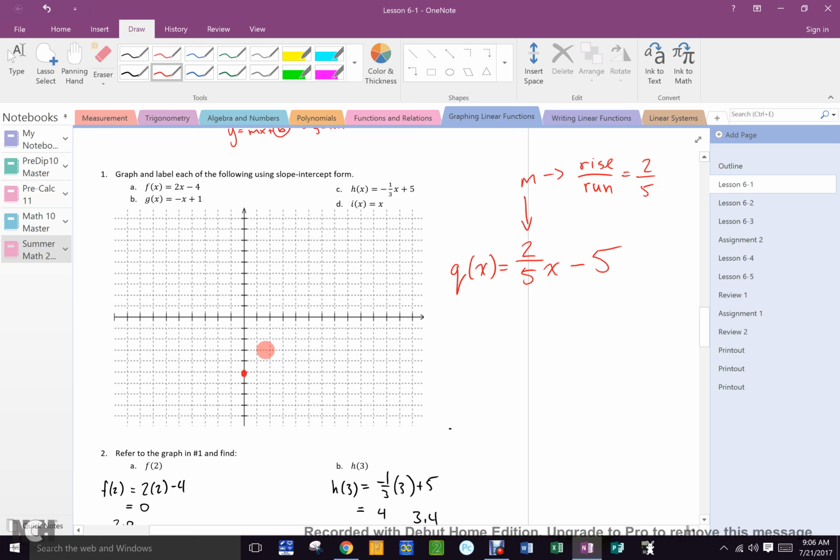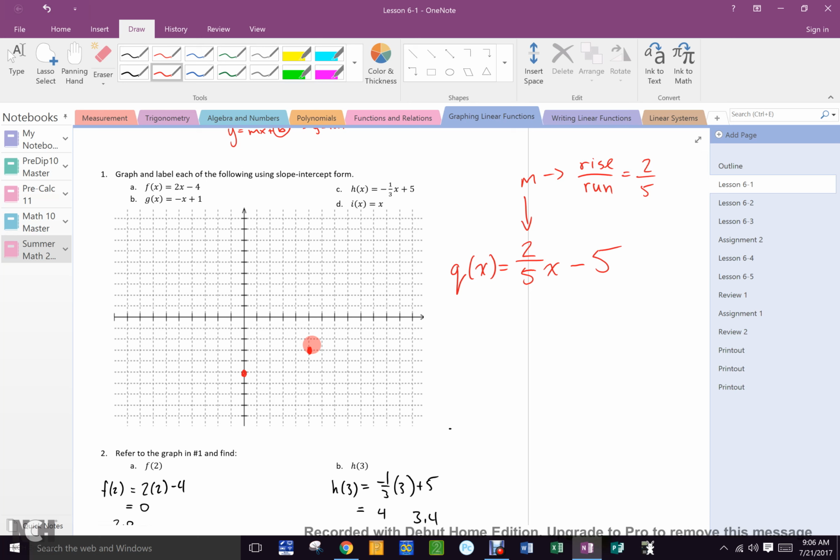So from this point, I rise 2. How do I go up? How do I move vertically in a positive direction? Up. So I go up 1, 2. But that's only the rise. I also have to do the run, which is 5. How do I move horizontally in a positive direction? Right or left? Right. 1, 2, 3, 4, 5. And that's where I put my second dot. That's where the fraction comes in.